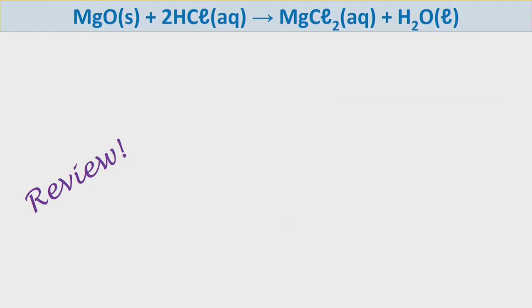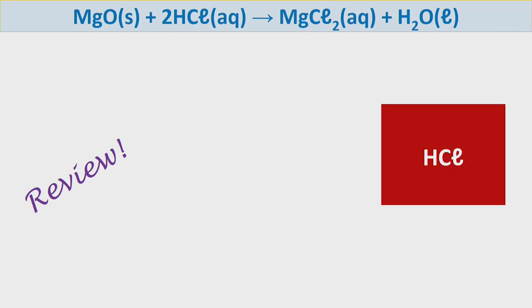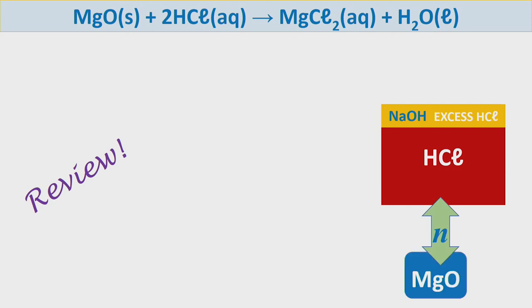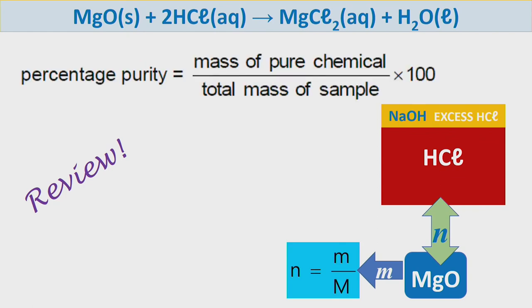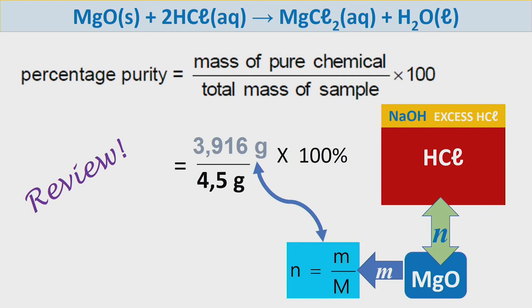Okay, in 1 minute, here we go. What did I do today? I found the original hydrochloric acid. Then I found the excess hydrochloric acid. Then I found the mole-to-mole ratio between hydrochloric acid and magnesium oxide. When I had the moles of magnesium oxide, I found the mass. I used that formula. I got an answer in that formula, which was 3.916 over 4.5. And I multiply by 100, and there's my answer for you.